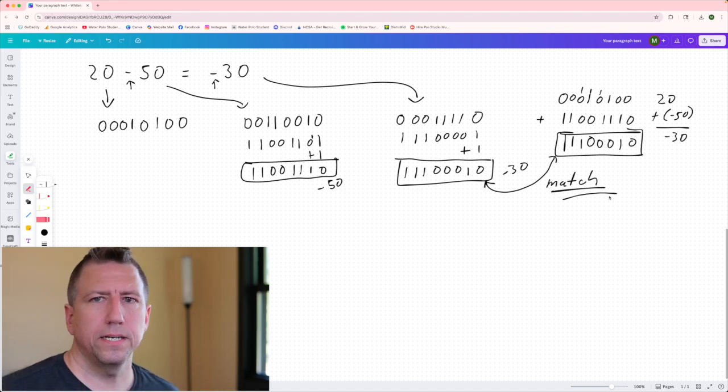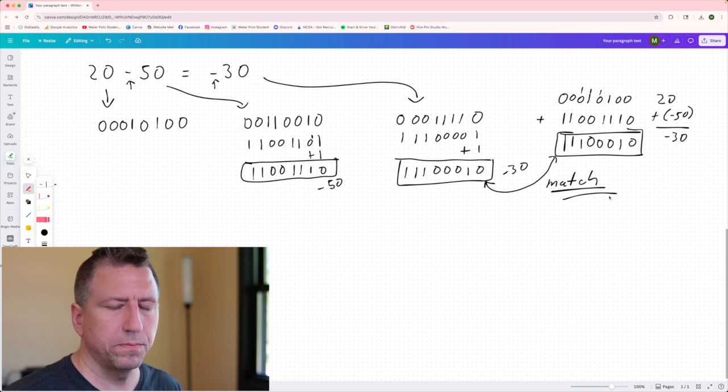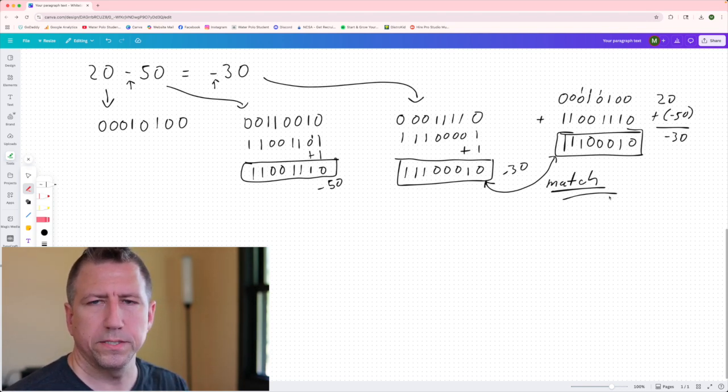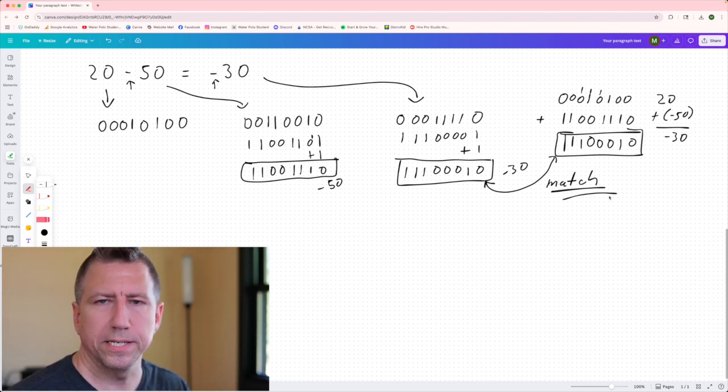So that's how we do it. So there's 2's complement, using 2's complement to do subtraction with binary numbers of fixed length.